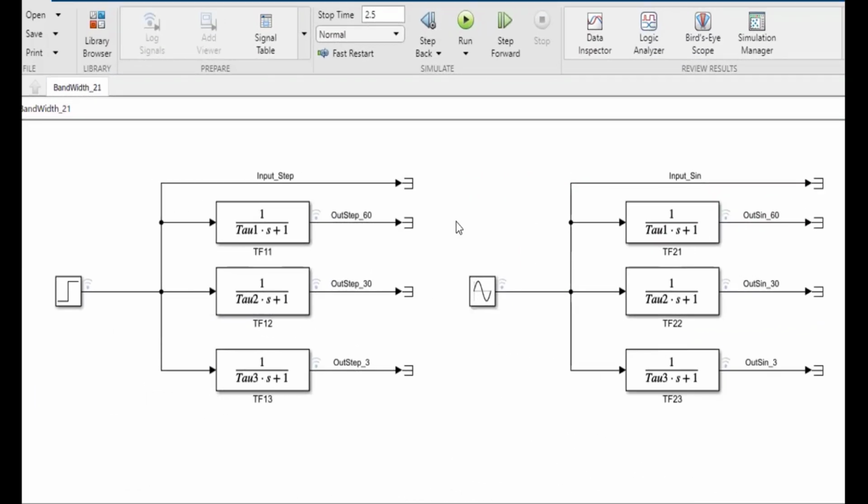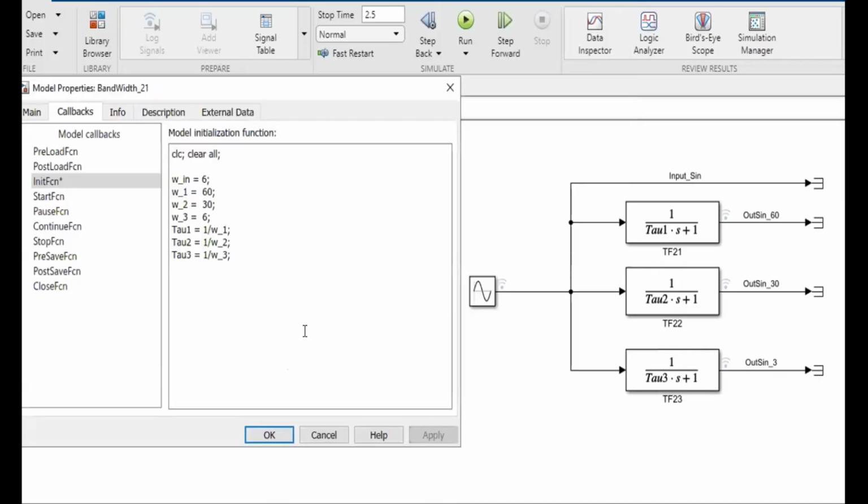As an example, I have these different systems modeled in Simulink. The parameters are defined here. Omega in is the input frequency for this sinusoidal input. Then omega 1 up to 3 is for systems 1, 2, 3. Then here we calculate tau. As we said, tau equals 1 over omega, so here I calculate tau 1, 2, and 3. So let's simulate and see the results.